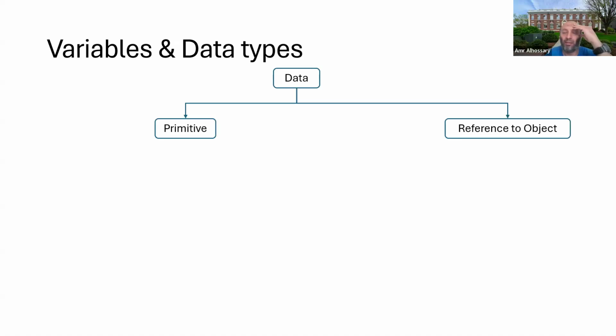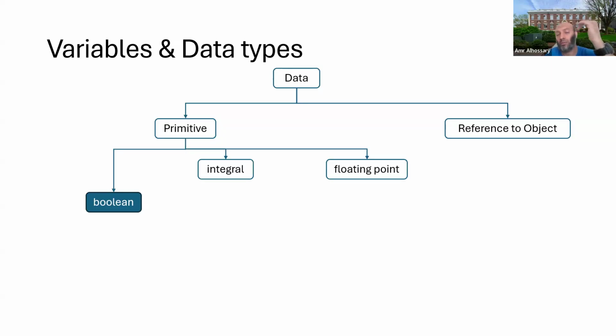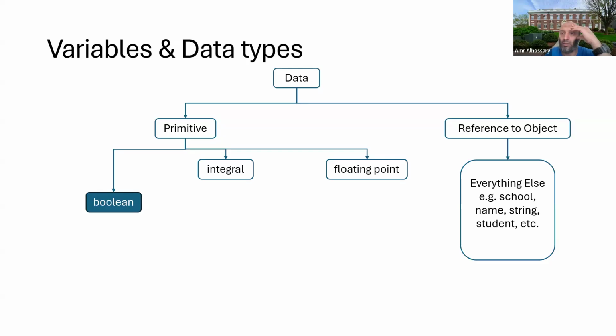Let's start by first reviewing data types in Java. Data in Java is one of two types. Either it's primitive, which means simple data itself, or a reference to an object, which includes composite data. The primitive can be either Boolean, which means true or false, 0 or 1, as we said earlier, or integral, or floating point, which is a way to say fraction. And the reference is everything else.